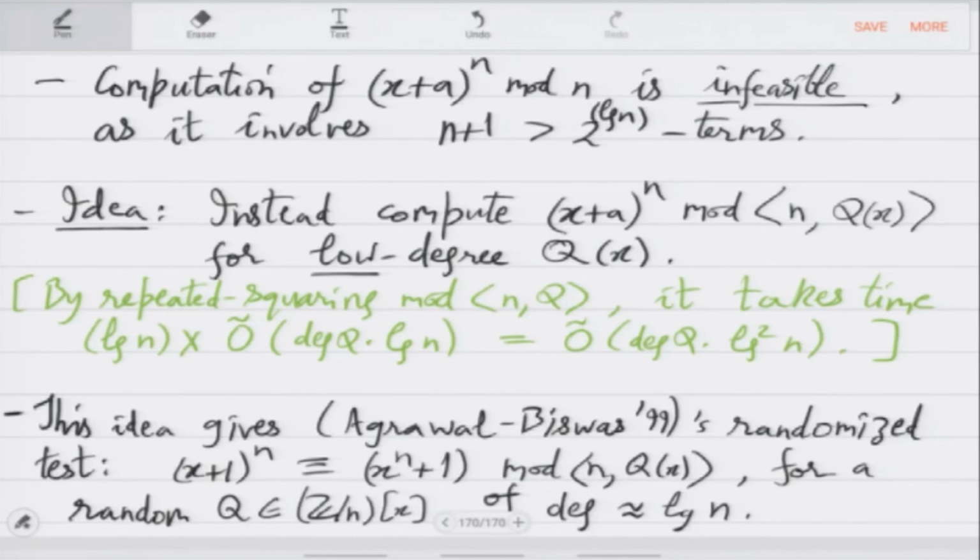So that is the low degree q. You can pick it randomly. It's a randomized test. If n passes it, you declare n is prime. If it doesn't pass, then obviously n is composite. Okay, so that's the new randomized primality test by Agarwal-Biswas. This is what we de-randomized.